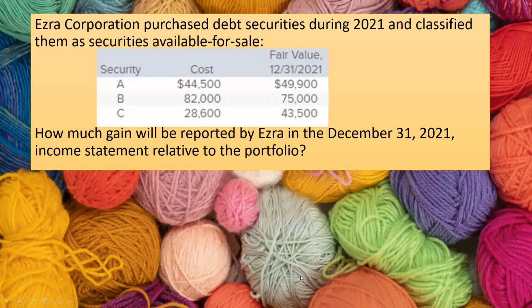Next question. Ezra Corporation purchased debt securities during 2021 and classified them as securities available for sale. How much gain will be reported by Ezra in December 31st, 2021 income statement relative to the portfolio? So it gives us the cost of each security, and then it gives us the fair value. So take a second and see if you can figure out how much gain would be reported on the income statement.